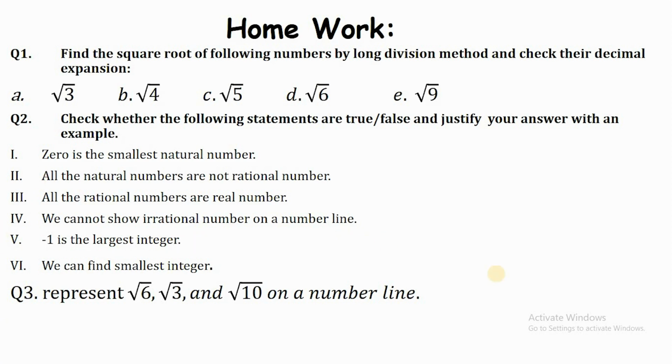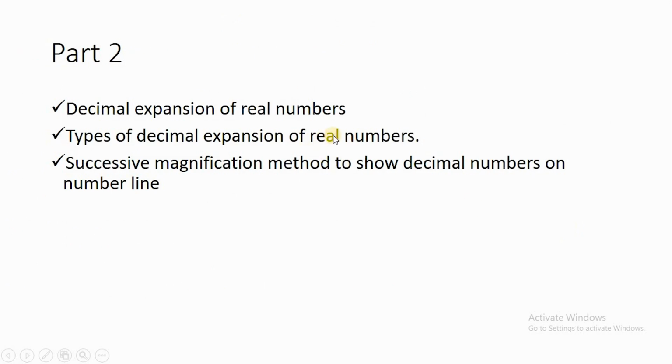Now the next part of the chapter is about the decimal expansion of our real numbers. In this part we are going to learn how to express the given numbers in the decimal form, and also discuss the types of decimal expansion of real numbers. And then we are going to learn the successive magnification method to show decimal numbers on the number line. So let's move on to the first topic, that is the decimal expansion of our real numbers.